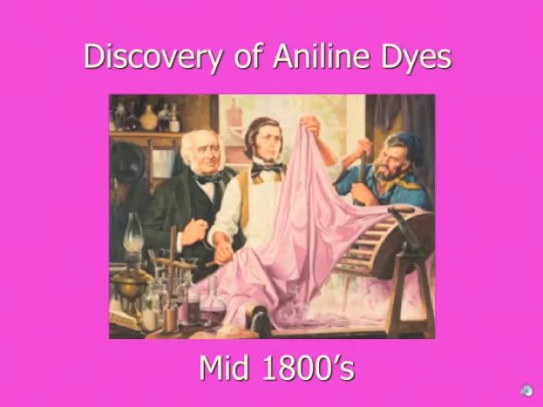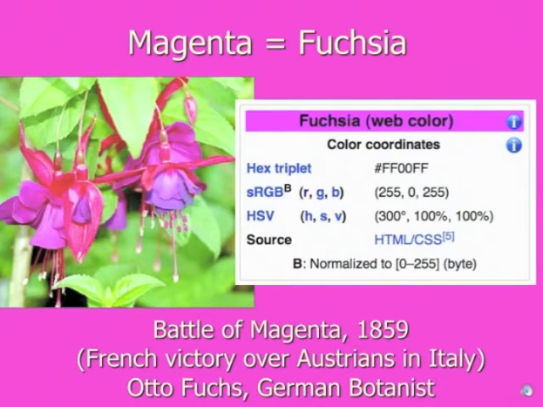They came from the discovery of aniline dyes in the mid-1800s. The dye fuchsin was discovered, and it was named both magenta and fuchsia. These color names are synonymous. Magenta and fuchsia are the same thing.